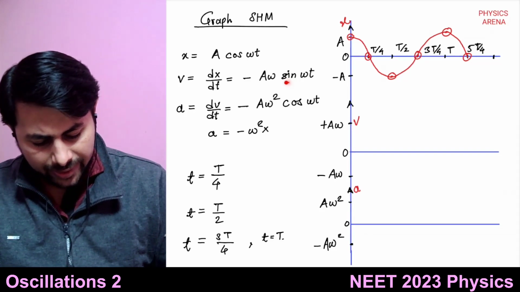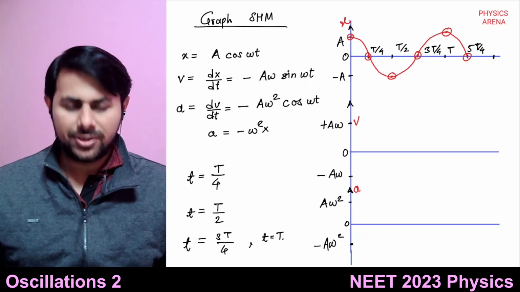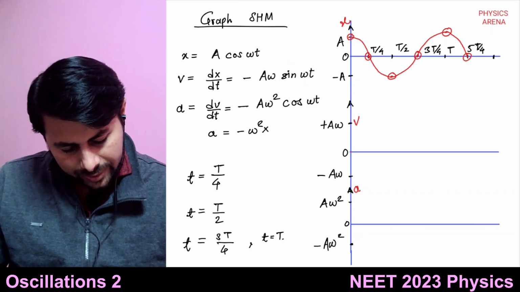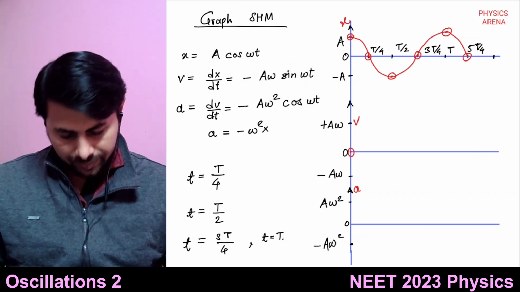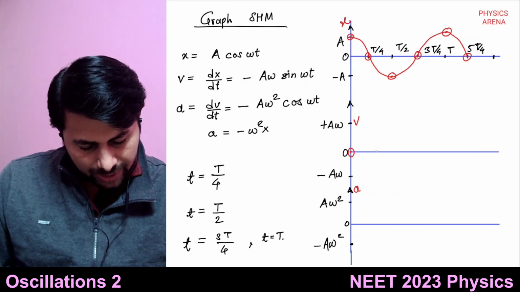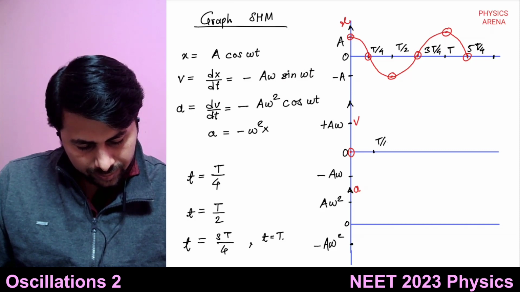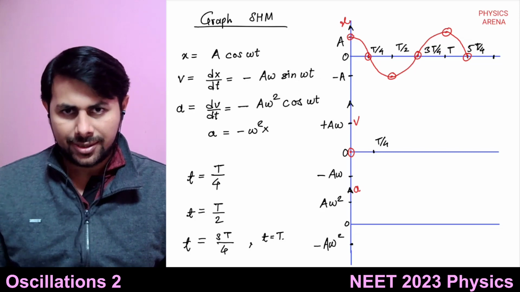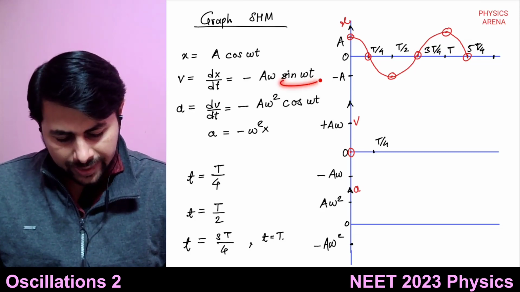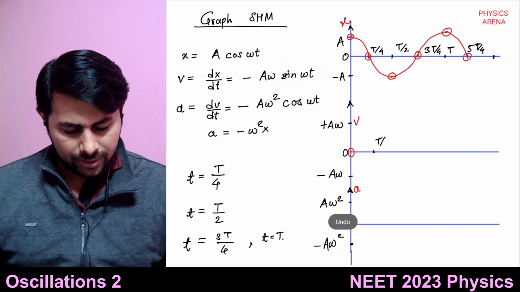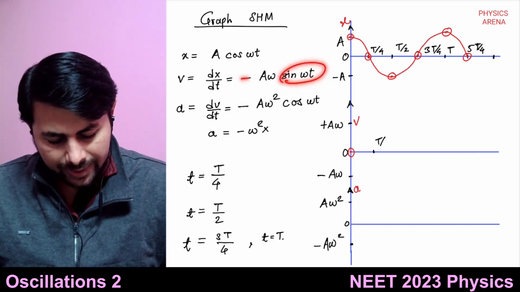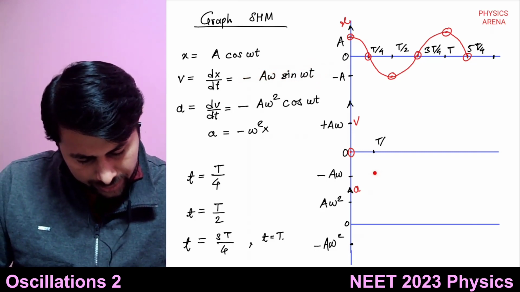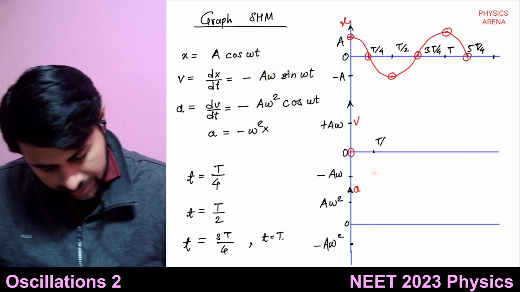So velocity is given by the sine curve. At t equals 0, sine 0 is 0, right? So velocity would be 0. Then at T by 4, this angle becomes 90 degrees, pi by 2. Sine of 90 is 1. So it is 1 multiplied by minus a omega. That is minus a omega. So the graph will go like this here. This is the next point.